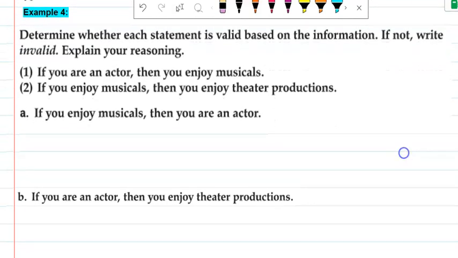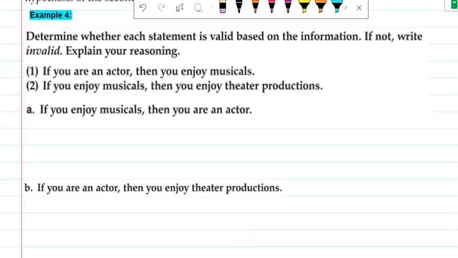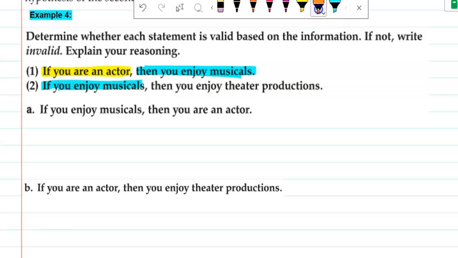Okay, so determine whether each statement is valid based on the information. If not, write invalid, explain your reasoning. Okay, so ours is starting out. If you are an actor, then you enjoy musicals. If you enjoy musicals, then you enjoy theater productions. Okay, so hopefully you're seeing that the end of the first statement and the beginning of the second statement are the same. We've repeated ourselves, okay? We don't like to repeat ourselves.